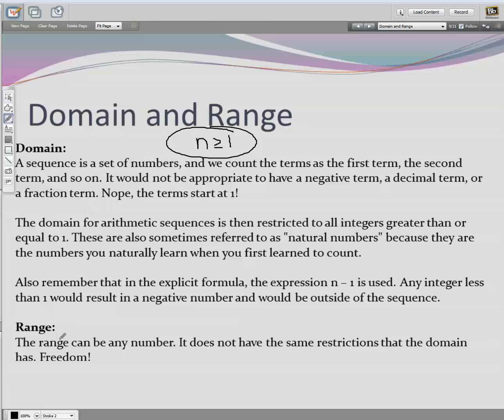The range can be anything. So the actual terms that you get in the sequence can be positive, they can be negative, they can be fractions, they can be 0. So really the range is the actual numbers in your sequence, and that doesn't have any restrictions. So the range, I guess we would say, is just all real numbers.